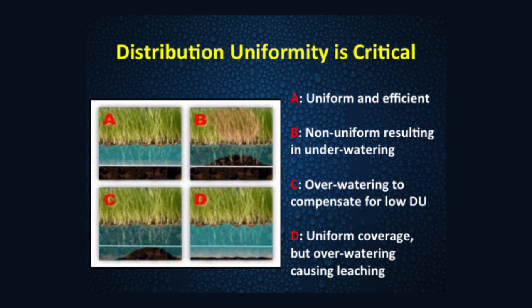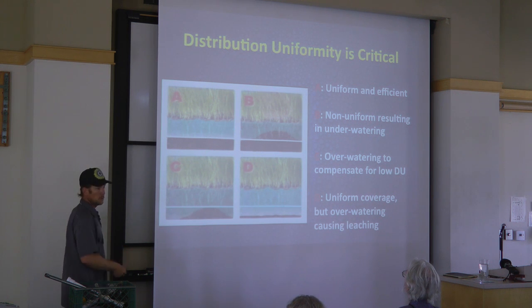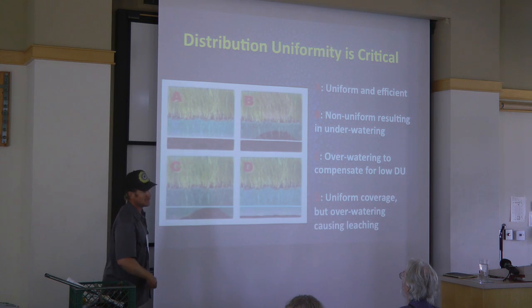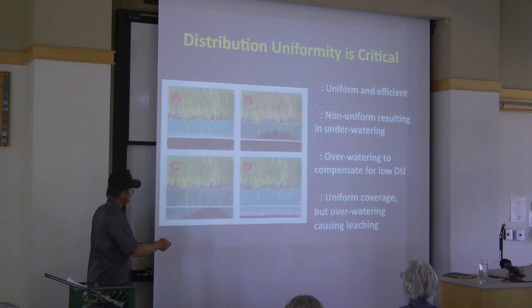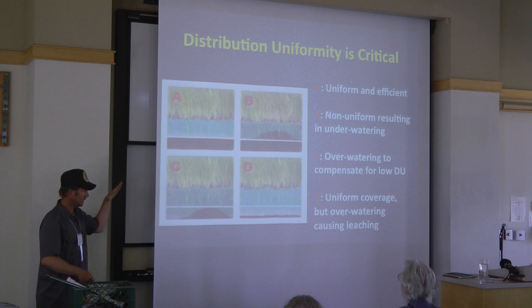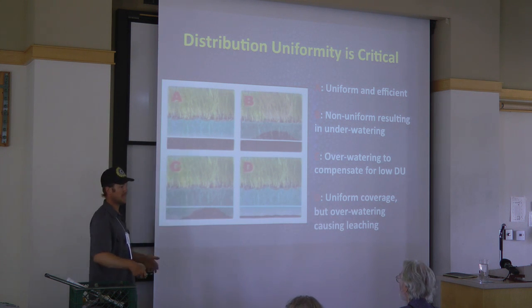C, overwatered to compensate for the low DU. That is the generally accepted practice because you water to the dry spots. You don't want dry, suffering or dead plants. And D, good uniformity, bad scheduling. They've overwatered. So this line here is representing the active root zone of the plant. Any water that moves beyond that is not available to the plant, so it's considered wasted.